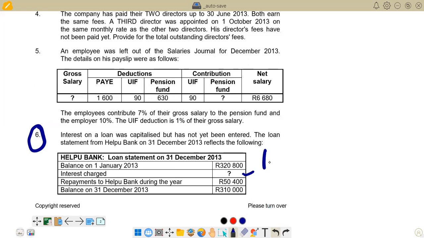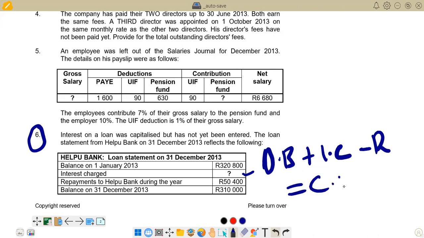So remember, to find the figure for interest capitalized, we can use a formula: opening balance, the balance at the beginning of the year of the loan, and then we add the interest capitalized figure, then we subtract repayments. When you do that, you get the closing balance. So this is our opening balance there on 1 January, and then our closing balance is 310,000. Then for repayments, we've got 50,400. So we are just going to substitute those figures in the formula.